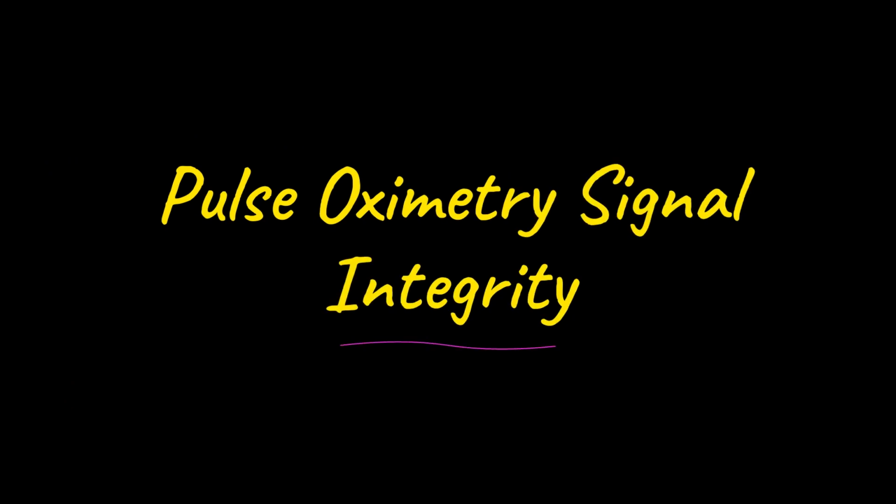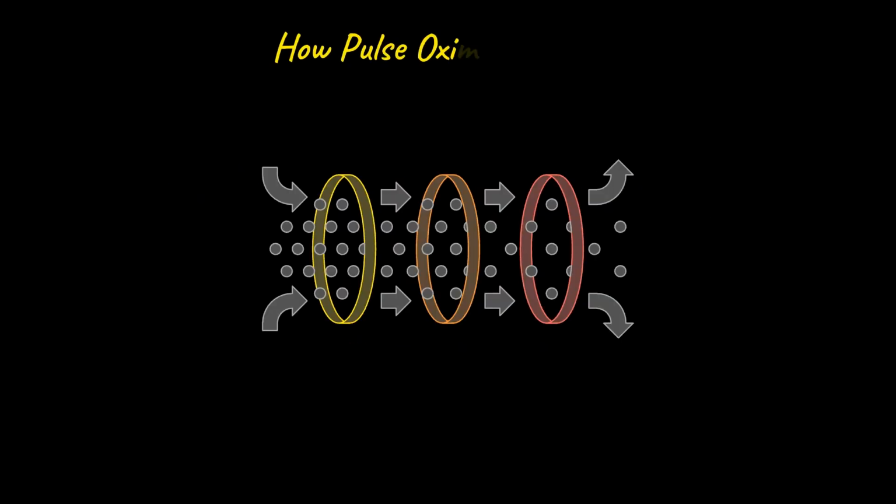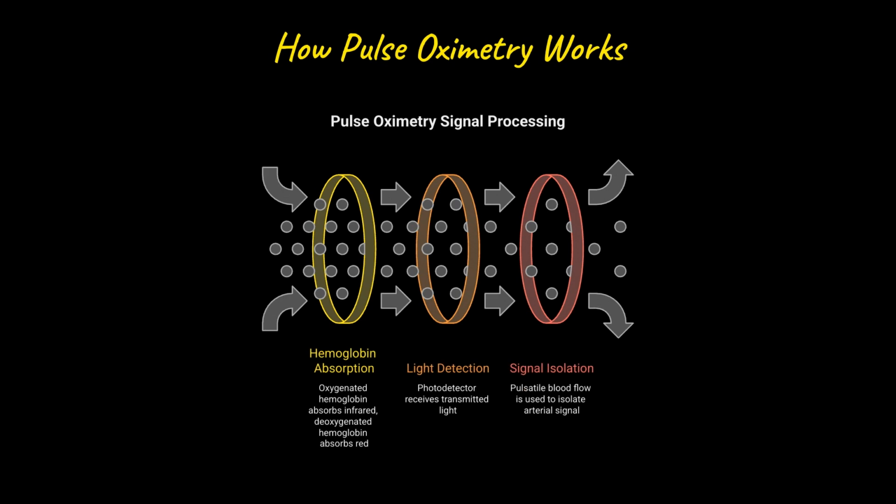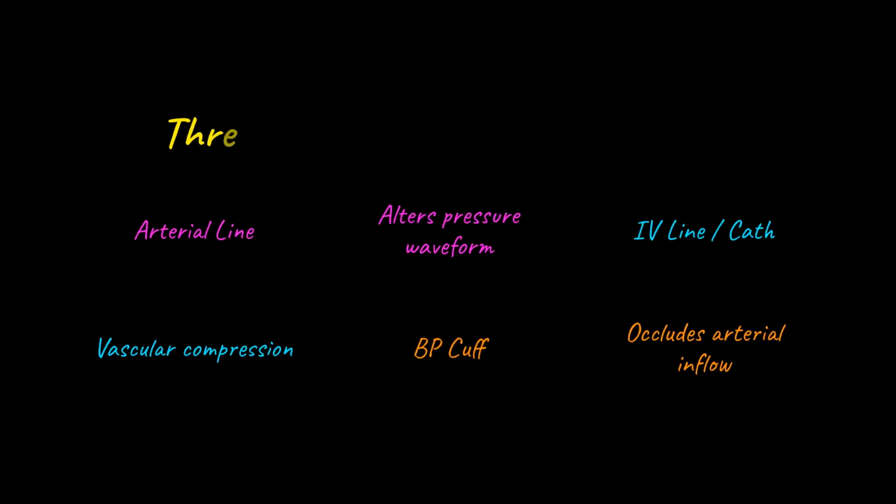Pulse oximetry works by detecting how oxygenated and deoxygenated hemoglobin absorb red and infrared light differently. The key requirement is pulsatile arterial blood flow at the probe site. Without it, the device cannot distinguish arterial from venous blood and the reading becomes unreliable. The probe emits 2 wavelengths of light through a tissue bed. Oxygenated hemoglobin absorbs more infrared light, while deoxygenated hemoglobin absorbs more red light. The ratio of those absorption signals is fed into a calibration algorithm to calculate and display SpO2.